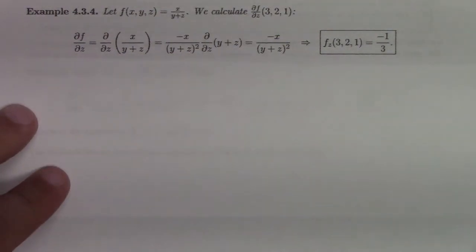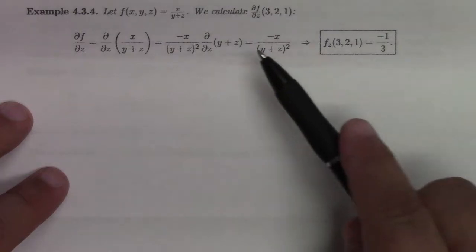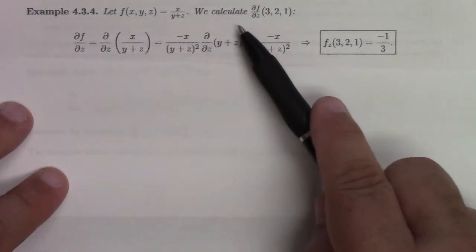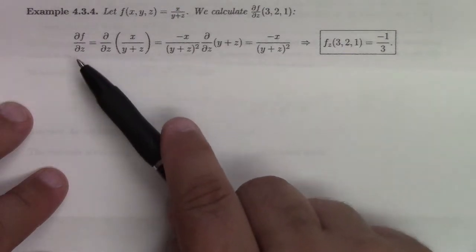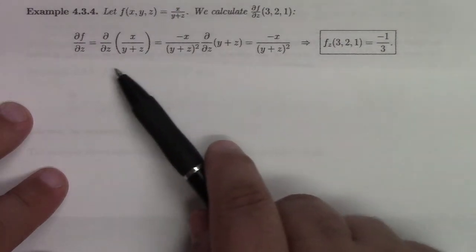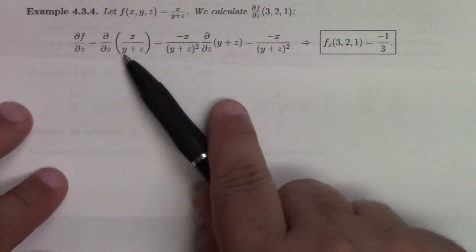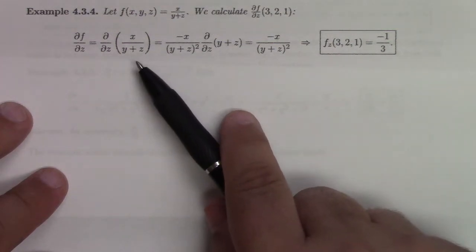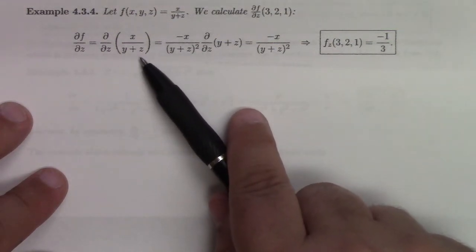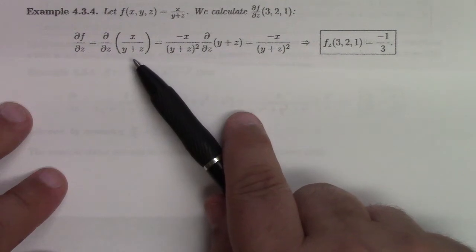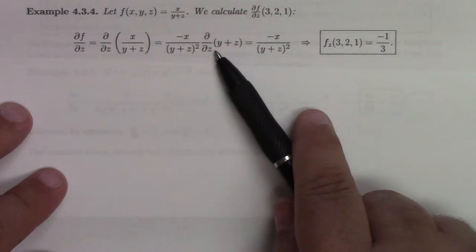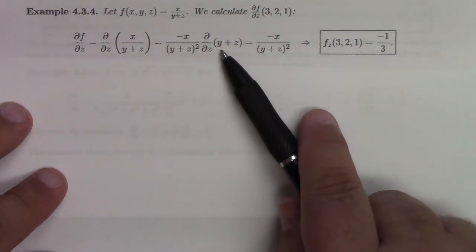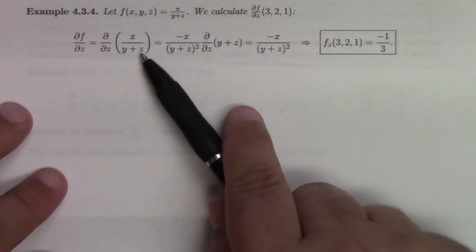So there's an example. We can also talk about evaluating the derivative at a point, like here. So calculate, for f equal to x over y plus z, partial f partial z at the 3, 2, 1 point. So let's see here. First of all, I just calculate the derivative. It's got a reciprocal function, so that gives me minus 1 over the thing squared. And then by the chain rule, I have to multiply by the derivative, with respect to z, of the thing in the denominator, which is y plus z.